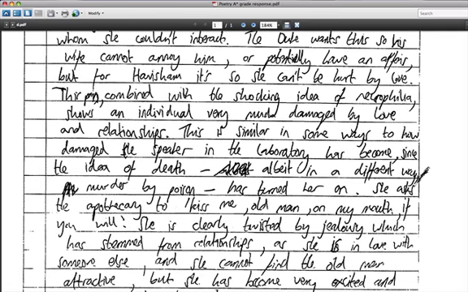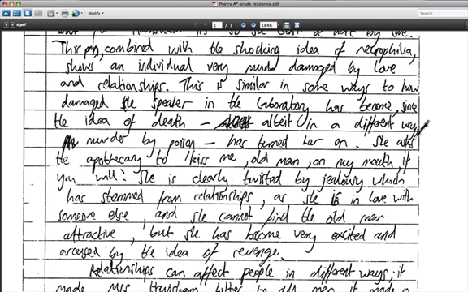She is clearly twisted by jealousy, which has stemmed from relationships, as she's in love with someone else and she cannot find the old man attractive, but she's become very excited and aroused by the idea of revenge. That's good, a really good way of showing how she's losing it, and still linking it to the other poems, showing the effect that relationships can have on you. Relationships can affect people in different ways.